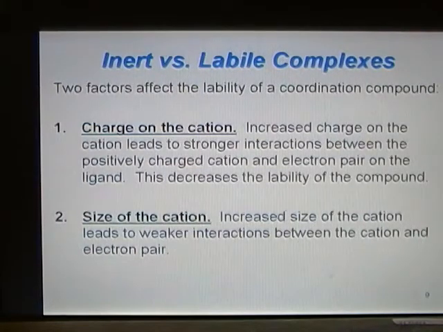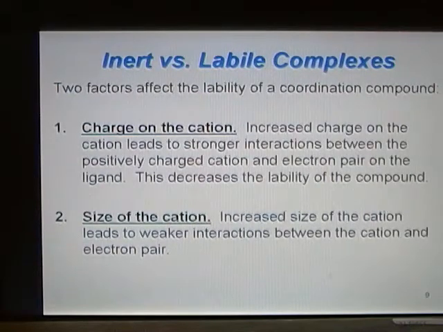However, if the compounds are inert, that means the formation of a bond between the ligand and the metal cation is preferred, suggesting the associative mechanism. We will look at how rate constants are affected by different experiments, but we need to know two factors that affect the lability of a coordination compound. First is the charge on the cation.